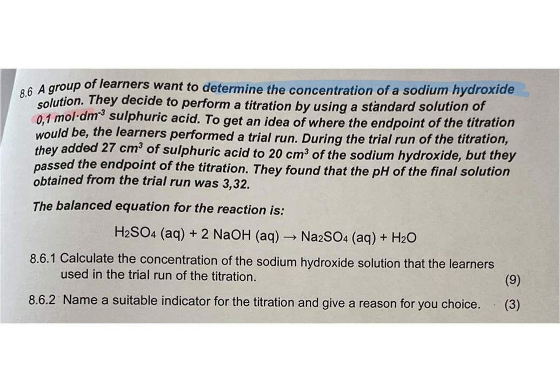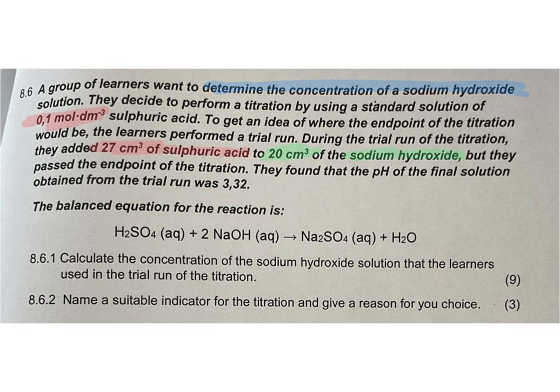So I'm going to do it in a different color because that's a clue. To get an idea of where the end point is, they performed a trial run. Then they added, in the trial run, 27 centimeter cubed or milliliters of sulfuric acid to 20 centimeters cubed of sodium hydroxide. But they passed the endpoint and they found that there was a pH of 3.32.